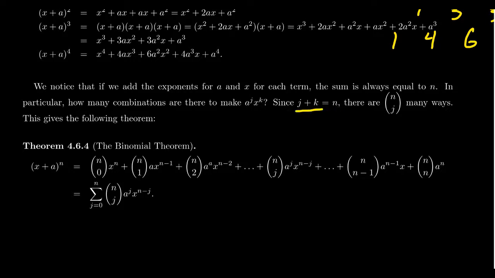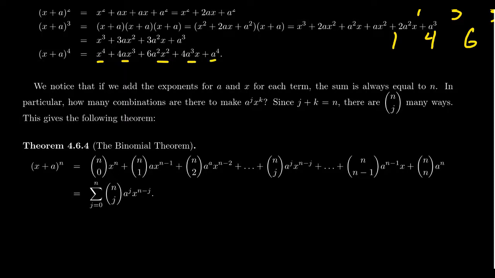So look here. We have x to the fourth, then 1 a and 3 x's, 2 a's and 2 x's, 3 a's and 1 x, 0 x's and 4 a's. So we look at all the possible ways of combining two natural numbers to make 4. And you see there's 5 possibilities: 0 plus 4, 1 plus 3, 2 plus 2, 3 plus 1, and 4 plus 0. So that's what these monomials are going to look like in this expansion.